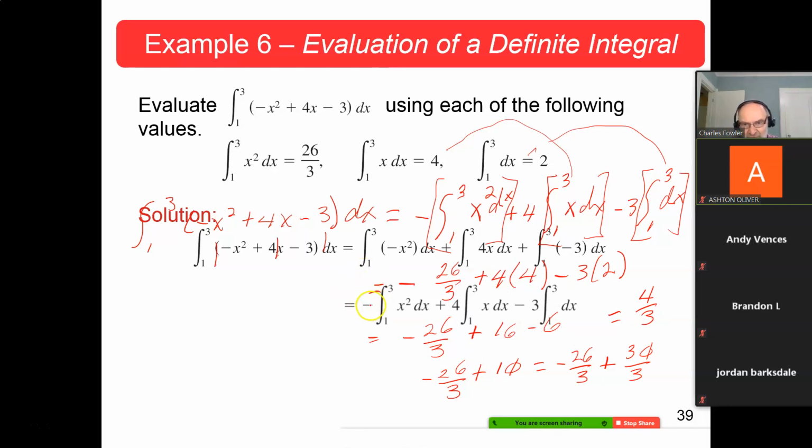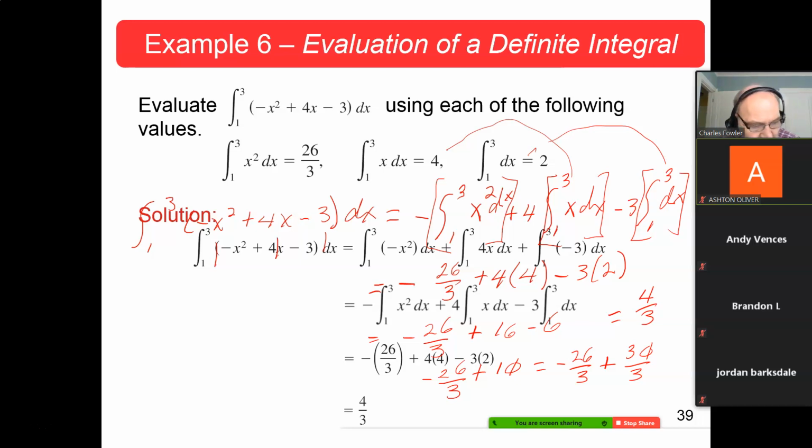I did that at one fell swoop. Minus the integral of x squared plus 4 times the integral of x minus 3 times the integral of dx. Now they've got exactly these three functions that we have up here. So that'll be minus 26 thirds plus 4 times 4, exactly what we got, minus 3 times 2, exactly what we got, and they come up with 4 thirds without showing you how, but they got it. Does that make sense? Any questions on that?